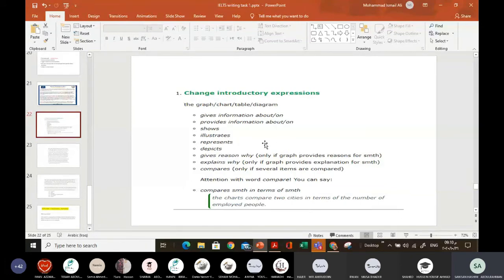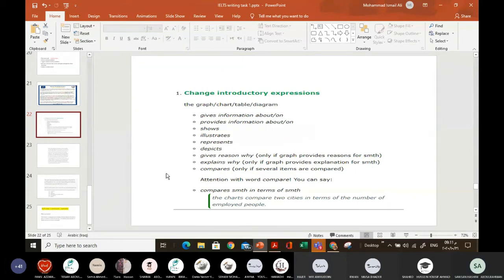Teacher, yes. As you said, illustrated means show. But why is everything mentioned 2 times? Everything, Hajar: gives, provides, shows, illustrates, represents, depicts, all of these verbs mean show. Also demonstrate, displays.